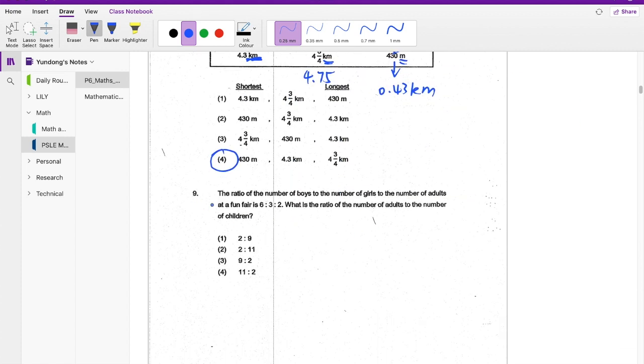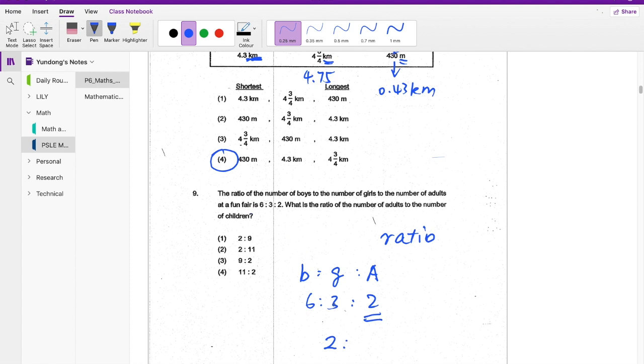So for this one, question 9, the ratio of the numbers of boys and number of girls to their adult is 6:3:2. What is the ratio of number of adults to the number of children? Well, this question, the concept to examine is about ratio, right? So we see here, boy to girl to the adult, which is 6:3:2, right?